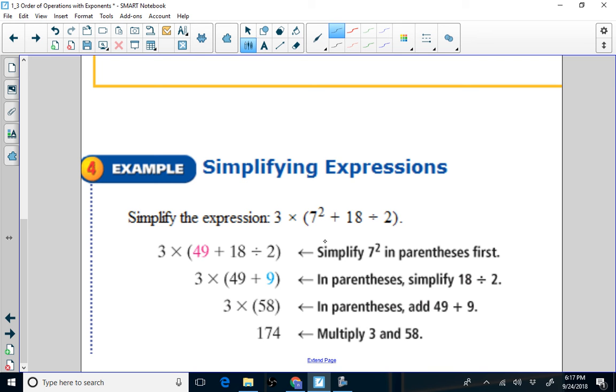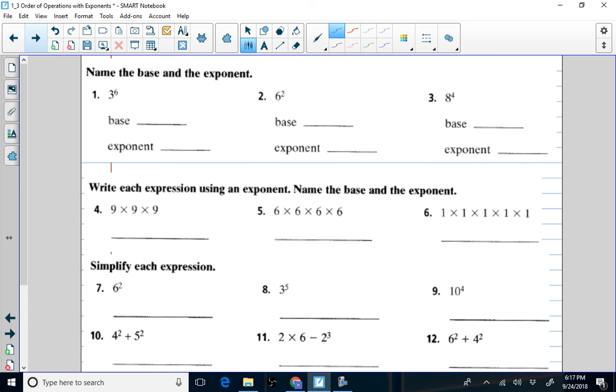So when we're simplifying expressions with exponents, we really have to be careful that we follow our order of operations. And we're going to do a lot of examples. All right? So let's start with a little review. I have 3 to the 6th power. My base is 3. My exponent's 6. 6 to the 2nd power. Base is 6. Exponent's 2. 8 to the 4th power. Base is 8. Exponent's 4, right? Real quick review.